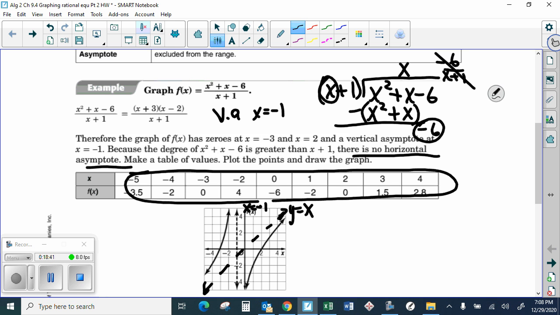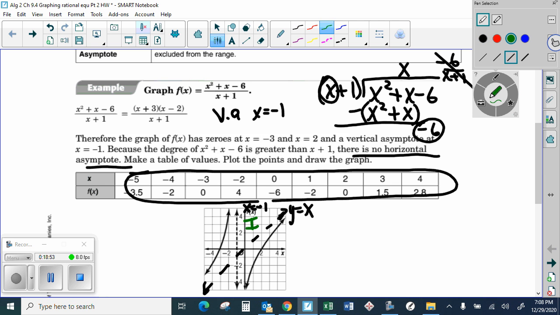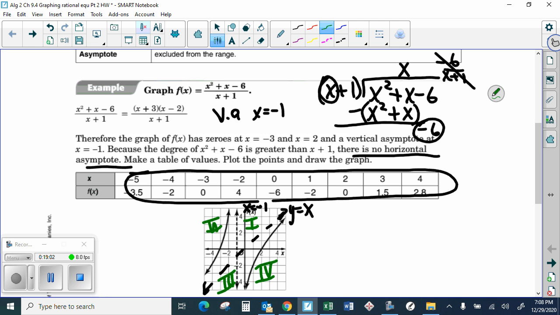And now, again, remember, they're always pretty much in opposite quadrants. So let me change the color here. So these are 4 quadrants: 1, 2, 3, and 4. So notice this is in quadrants 2 and 4, is where both those asymptotes are. Opposite quadrants. Okay.